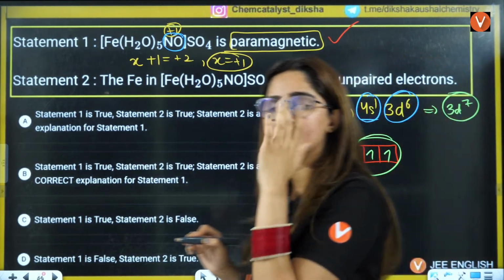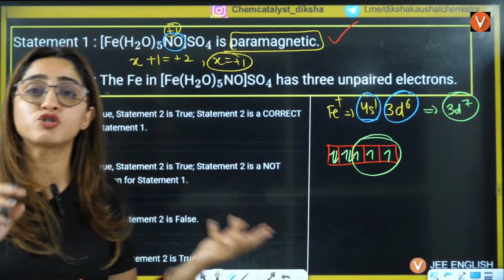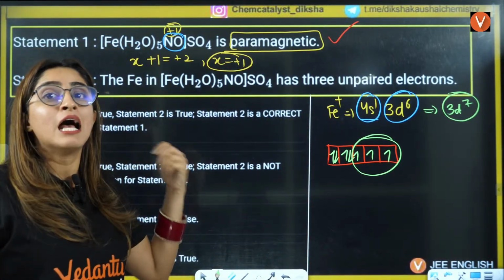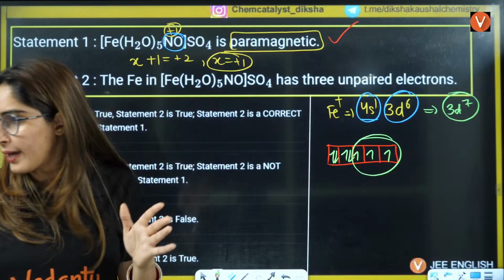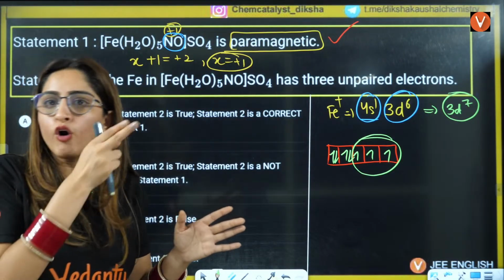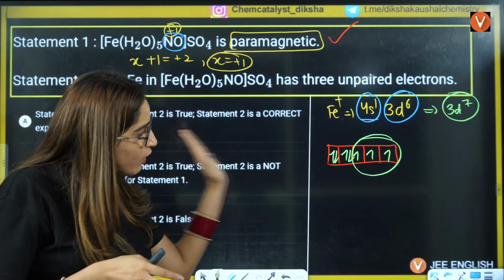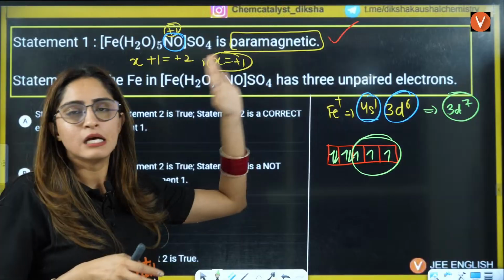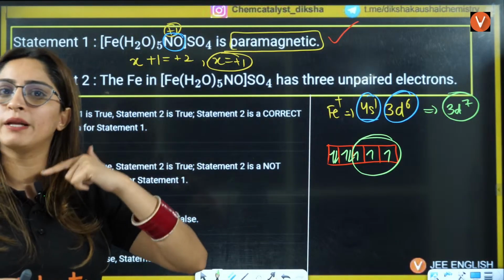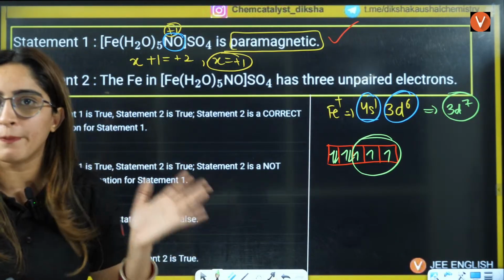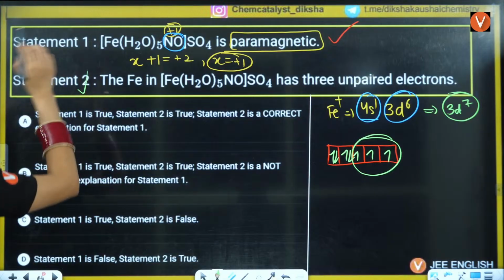Firstly, it will follow Hund's rule. It's not that strong a field ligand that it will not follow Hund's rule. Okay, so it is going to follow Hund's rule. Firstly, it is going to fill all the degenerate orbitals. Only then will it be doubly filled, that means only then the electron will be paired up. So this is also the correct statement.